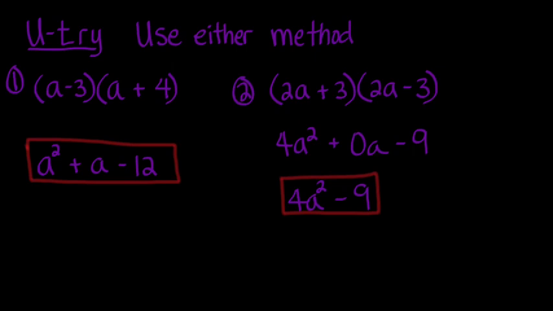On that second one, you can see that it's a difference of 2 squares, because we have the same term and then we have opposite operations, and then we have the same term again, which is a square.